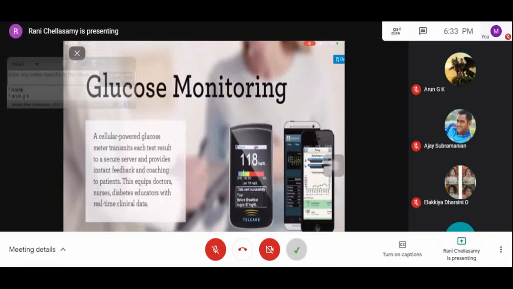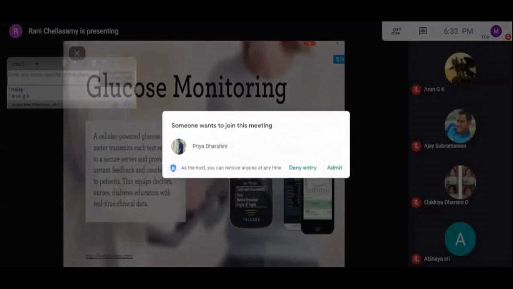So the patient's records about their diabetes will be monitored with the help of this device, and all the reports will be stored directly on the cloud. So whenever the doctor attends the person, the doctors or the nurses can directly get the patient's information or records from the cloud. Okay.